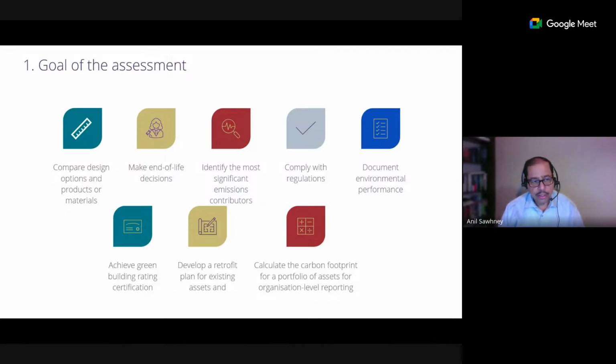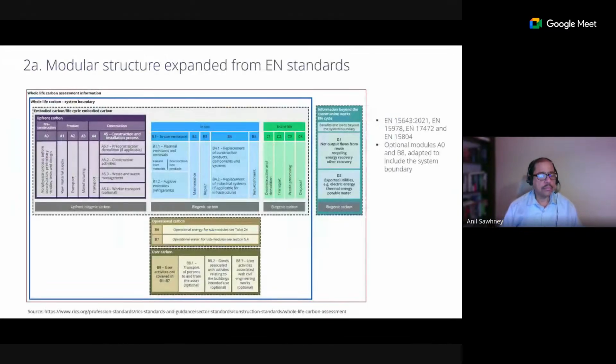You may be running an LCA to document the environmental performance of your building. Maybe because you're looking for an investor who's interested in low carbon projects. You could be doing the assessment to fit into maybe LEED v5 or a low carbon building initiative labeling scheme. So the goal can be any of these. These are some examples. Remember, I said I'll give you more details.